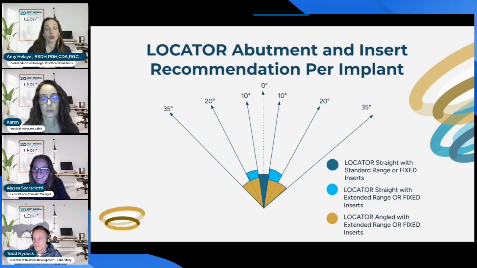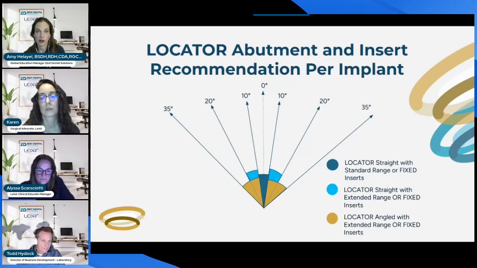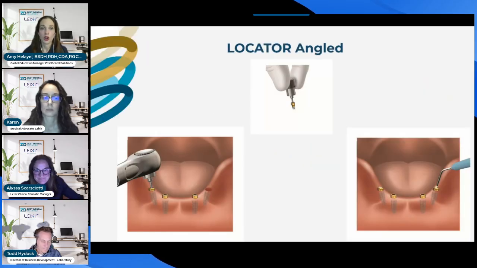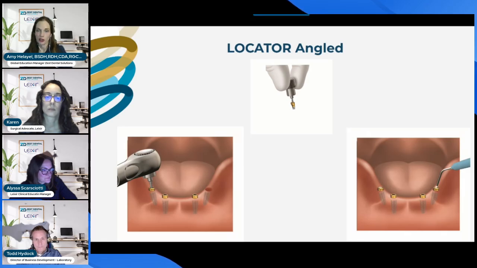Great, thanks. So for locator angled, again, it can correct up to 35 degrees of divergence or convergence. The beauty of locator angled is that it can be used for an overdenture, but it also can be used for locator fix, which we're going to talk about at our other webinar. For locator overdenture abutments, you're familiar with that triangular driver that you insert your overdenture with. You're going to torque that into place. With locator angled, there is an 050 hex screw that goes into the center of it, because it has 6 different timings to allow for different positionings to correct that angulation.